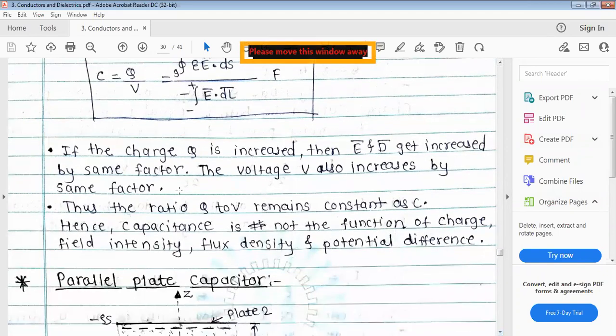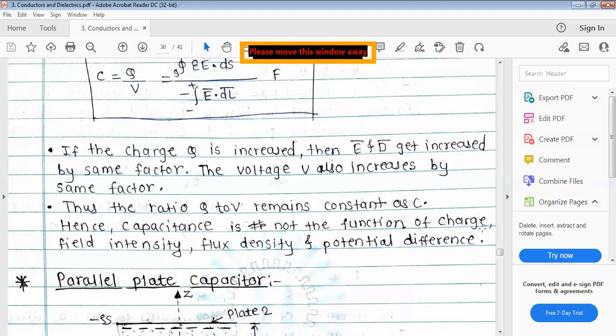Now, if the charge Q is increased, then E bar and D bar get increased by the same factor. If we increase the charge Q, then E bar, that is electric field intensity, and D bar, that is electric flux density, also increase by the same factor, and the voltage V also increases by the same factor. Thus the ratio of Q to V remains constant at C. Hence the capacitance is not a function of charge, field intensity, flux density, and potential difference.